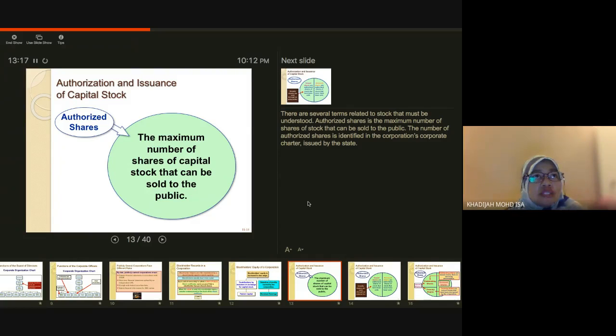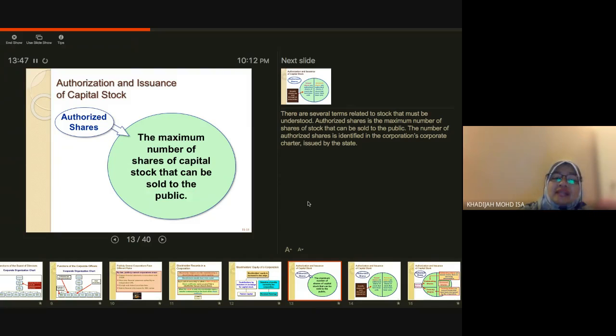So katalah authorized shares is 1,000. So it means that the company can offer their shares to shareholders, all right, maximum 1,000 only. So katalah you punya authorized share is 1,000, you cannot have share capital invested 2,000. Because why? Whatever investment cannot be more than the one authorized. Okay. Yeah? So that is what we call authorized shares.